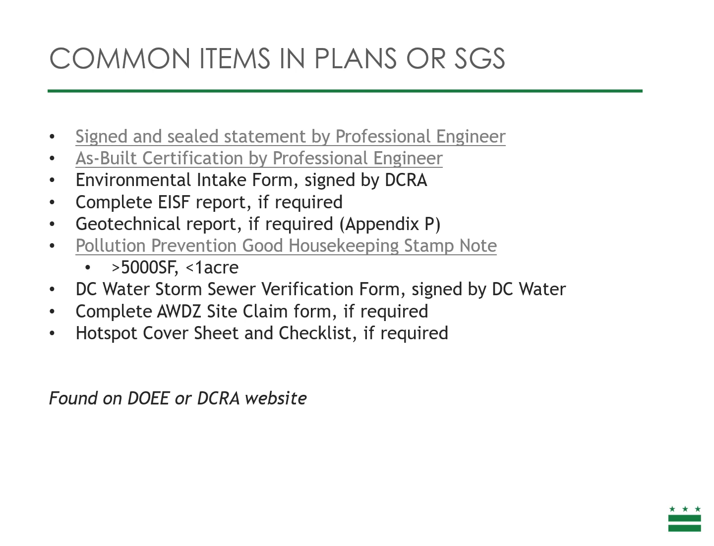Here are some common items that may be required to be on the plan set. They can be found on the DOEE or DCRA website. The signed and sealed statement by professional engineer, and the as-built certification by professional engineer, or at least that block. These two are required for stormwater management plans, and all of the other ones may be required depending on your project.